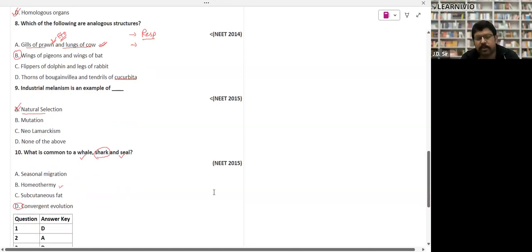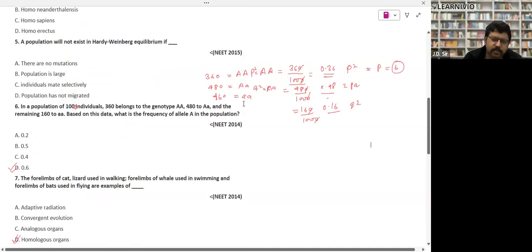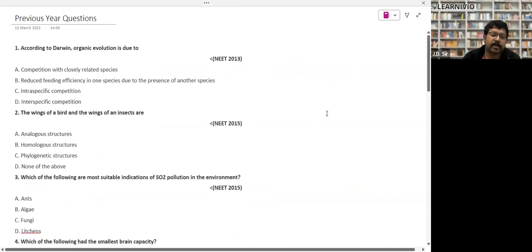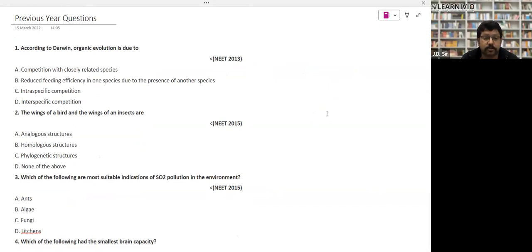Nowadays you will hardly get questions on homologous and analogous organs, because these questions have been repeated so many times that now the questions will not come from these. Basically, nowadays the questions are coming from connecting links, missing links, and I have seen from the human evolution part. So these are the parts where you need to focus.